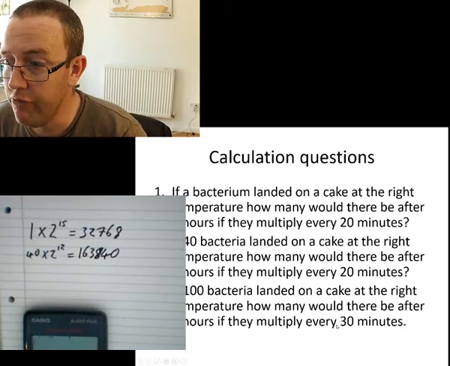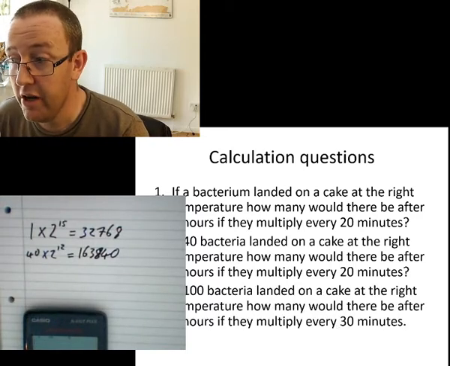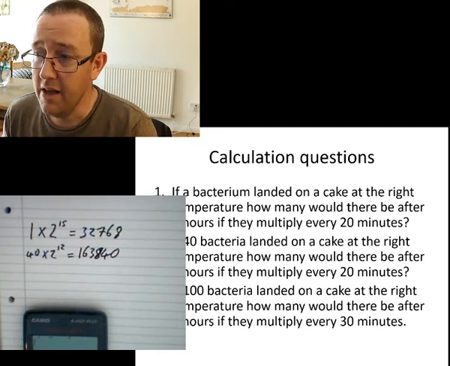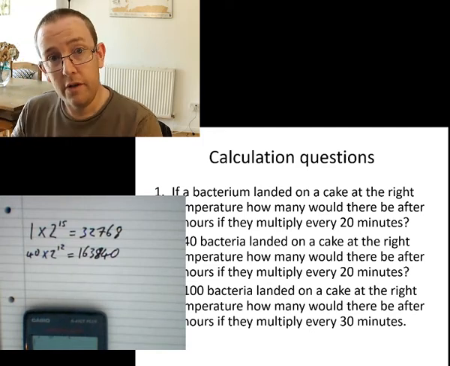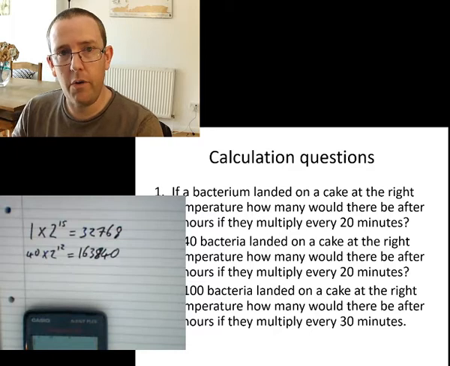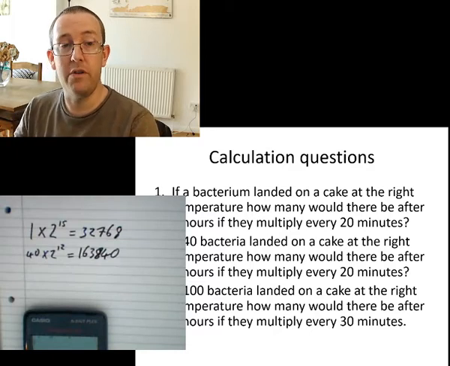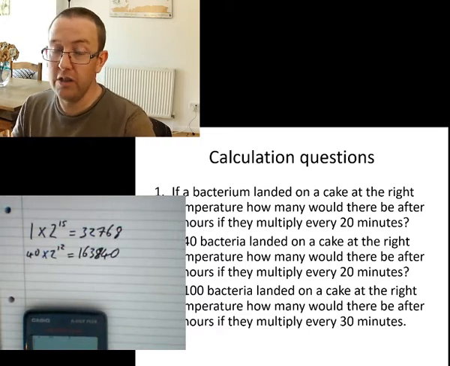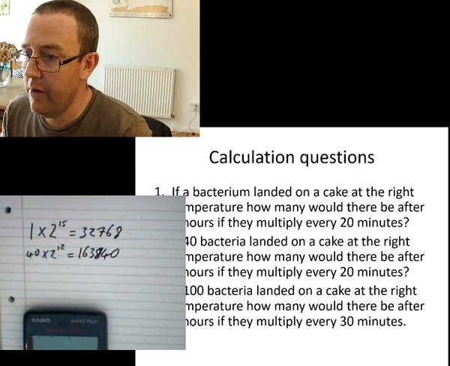calculation: if 100 bacteria landed on a cake at the right temperature, how many would there be after 6 hours if they multiply every 30 minutes? Now, trick here, we've got a slightly slower growing bacteria because not all bacteria grow at the same rate. So this one is every 30 minutes. Generally, the bigger they are, the more complicated they are, the more DNA they've got in them, the more they have to copy, the slower their generation rate.